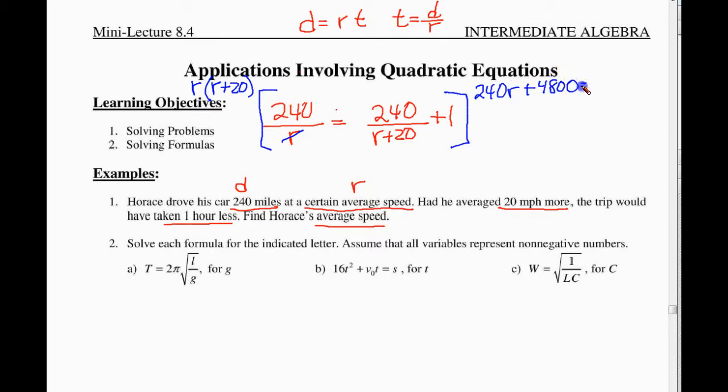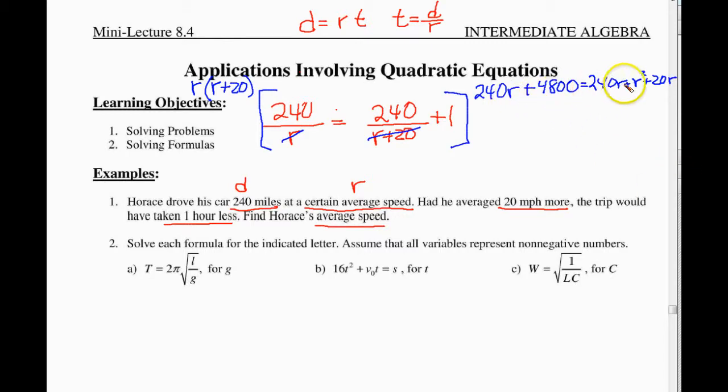Okay, and that's going to equal, now here the r plus 20 cancels out, and I'm just left with 240r, and then I have a 1 times this, so this becomes, I'm running out of room here a little bit, r squared plus 20r. Okay, we call this planning ahead, where you don't want to run out of room.